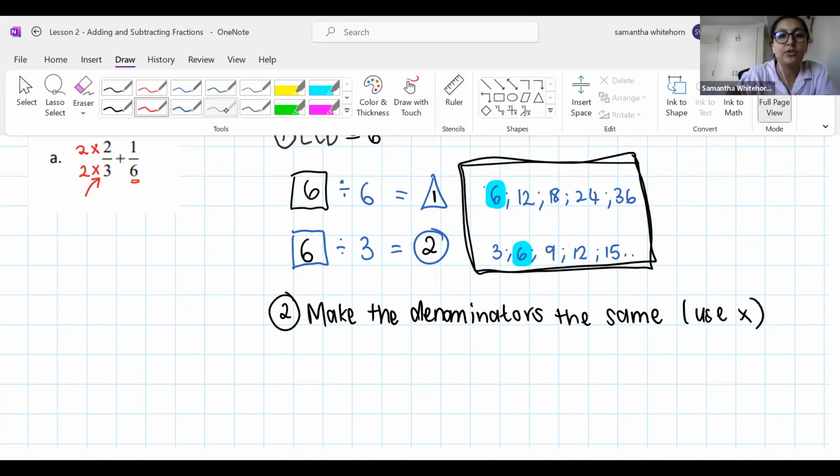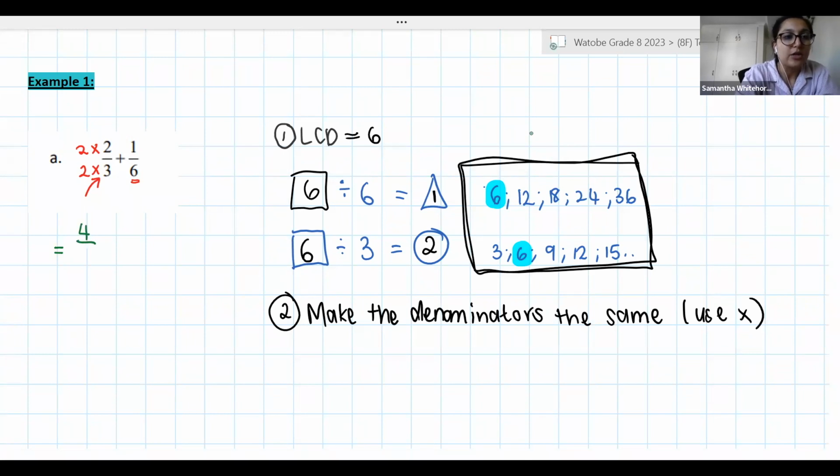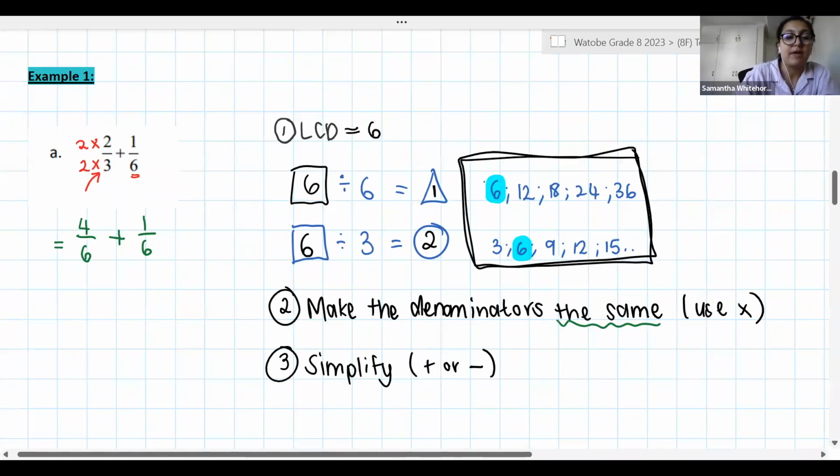And so now I multiply my fraction. So 2 times 2 in the numerator is 4, and 2 times 3 in the denominator we know is 6. And I need to add 1/6. So now I've got a situation where my denominators are the same, and I can now go and work with that. So once I've made my denominators the same, my third step is to simplify. And when I say simplify, I mean go and add or subtract. And so in this case, I'm adding my values.